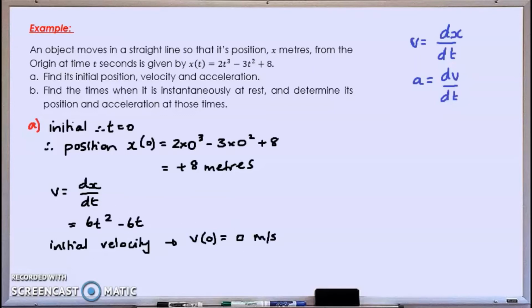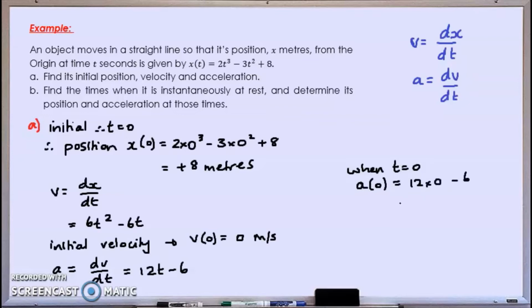And finally, if we want to find the acceleration, it's the derivative of the velocity, and therefore it'll equal 12t minus 6. And when t equals 0, the initial acceleration, I should say, equals 12 times 0 minus 6, which is negative 6 meters per second squared. So now we have the initial position, the initial velocity, and the initial acceleration.